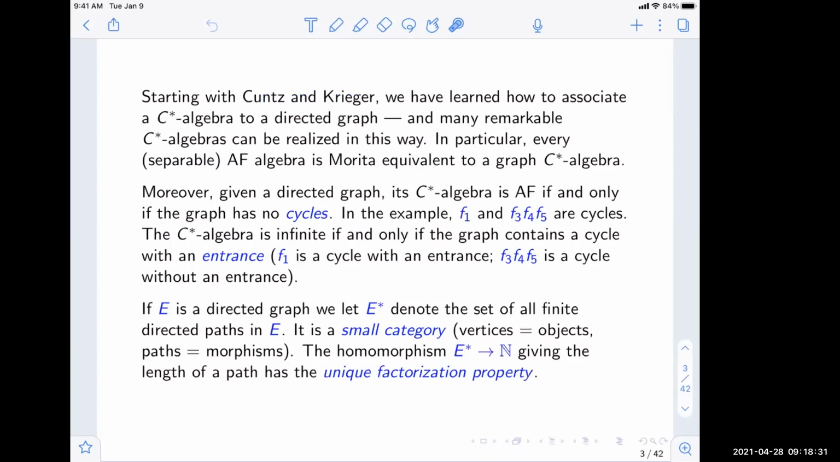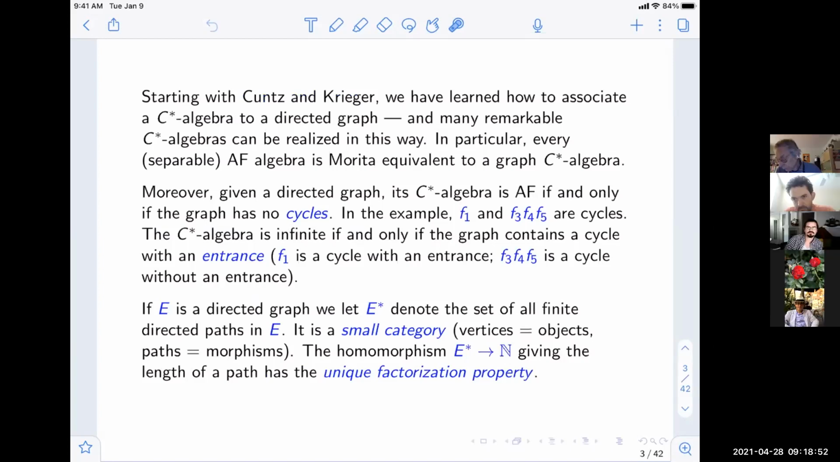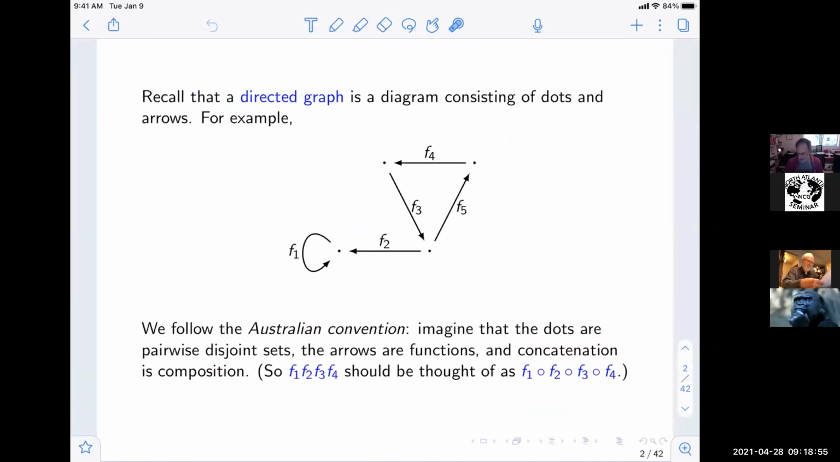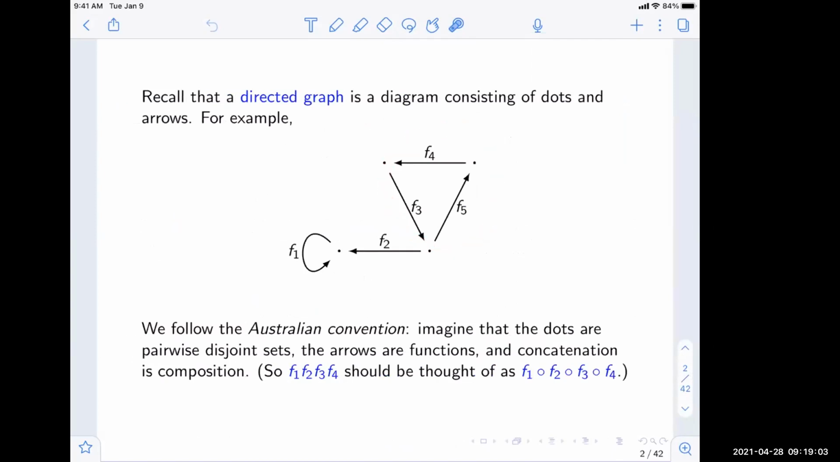And one of the successes of graph C-star algebras that's often cited is that it's easy to characterize when the C-star algebra of a directed graph is approximately finite dimensional. So it has to do with whether there are cycles in the graph. So the theorem is that the C-star algebra is AF if and only if the graph has no cycles. Let's just come back to the picture for a moment. We have a cycle here, F3, F4, F5, because you can go round and round and round. Another cycle is the single loop F1. Right? So you might say there are two cycles in this graph.